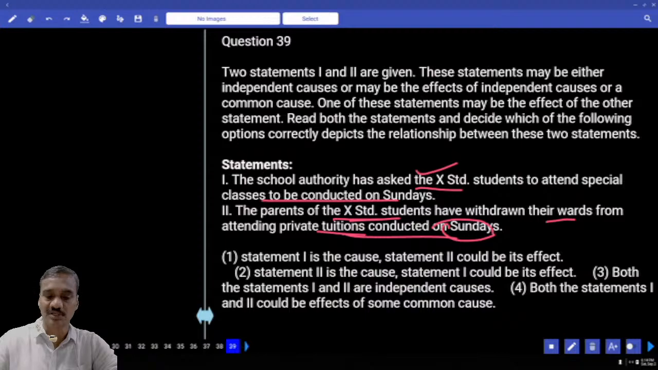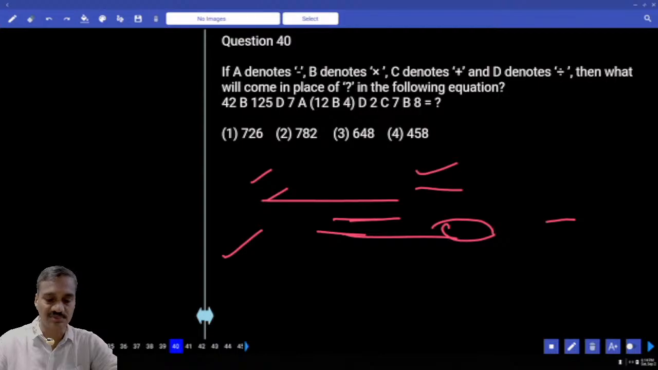Then hence what is your answer? 1 is the cause and 2 is the effect. That is choice 1, question number 39.